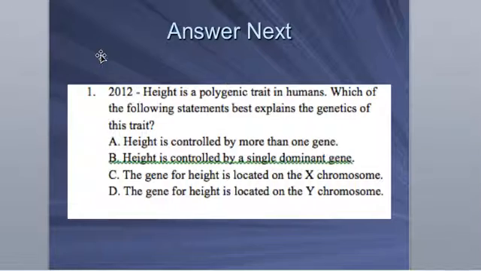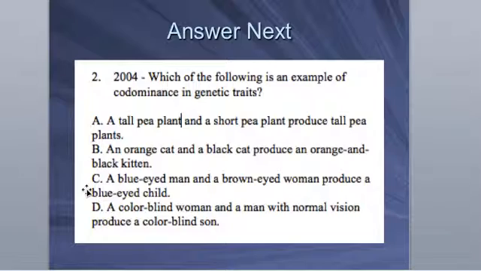This is an MCAS question. So here it is. It says height is a polygenic trait in humans. Which of the following statements best explains the genetics of this trait? Height is controlled by more than one gene. Height is controlled by a single dominant gene. The gene for height is located on the X chromosome. The gene for height is located on the Y chromosome. Which of the following is an example of codominance in genetic traits?